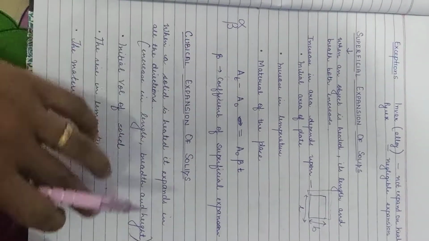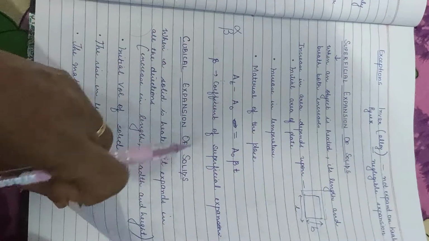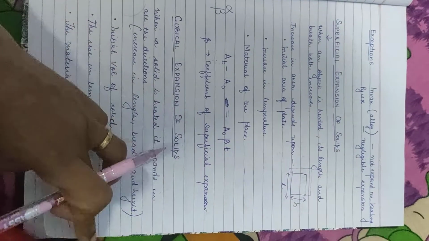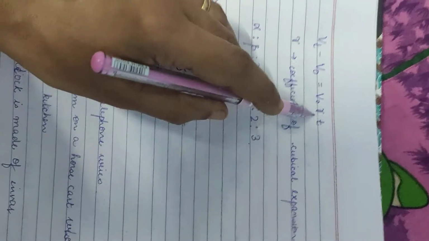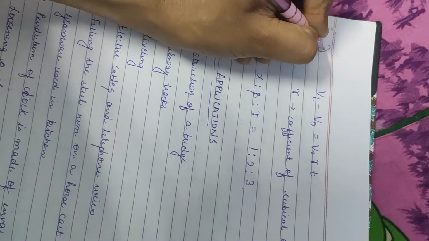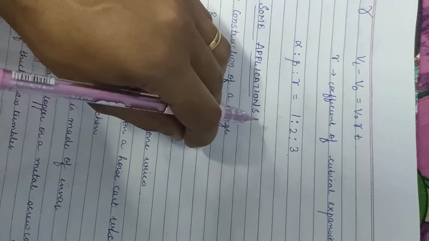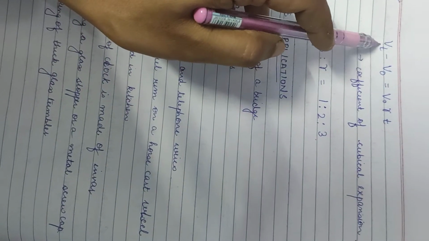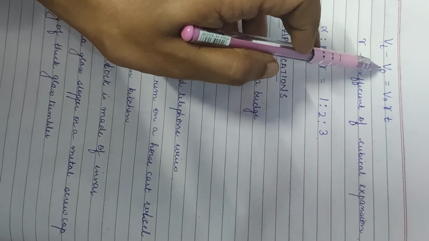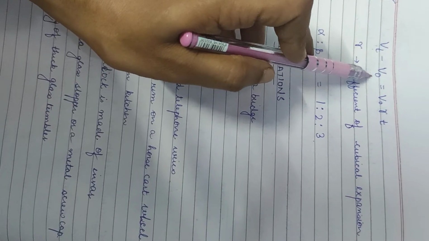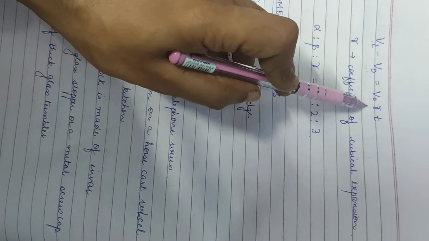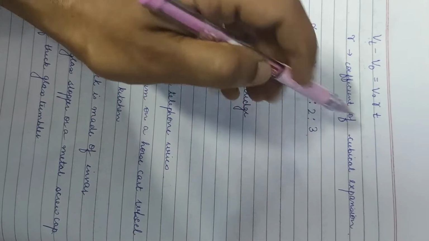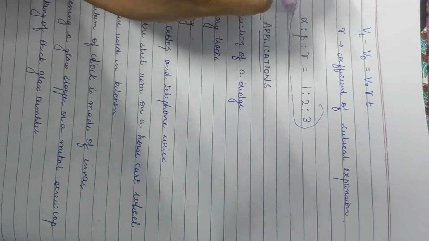Now how do we represent cubical expansion? Similarly, like linear we have the coefficient of linear expansion, and in superficial we have the coefficient of superficial expansion. Here we have gamma as the coefficient of cubical expansion. So Vt is the volume at temperature T, V0 is the volume at temperature 0 degrees Celsius, and gamma is the coefficient of cubical expansion. This is the way to represent it.